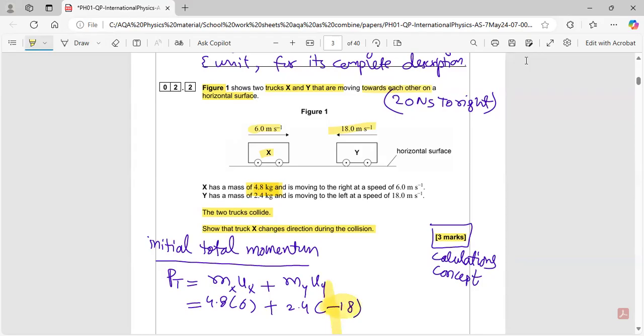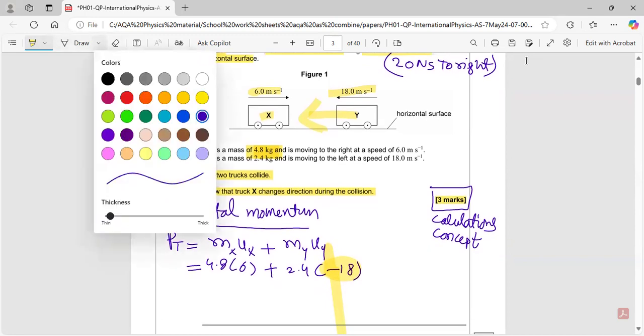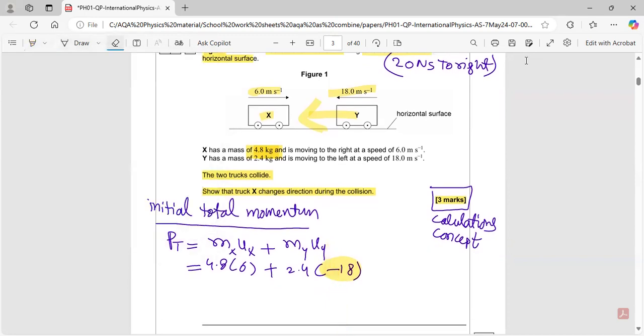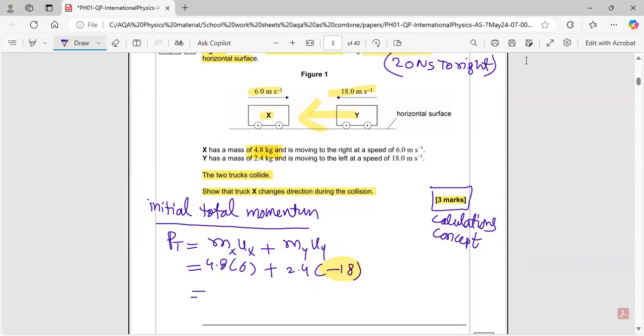Because y is moving to left. So if anything is moving to left, we take it as negative. We take its velocity or momentum as negative. Okay. So now when you solve this, you get an answer of minus 14.4. I have to be quick in the calculation. I have the calculator with me.